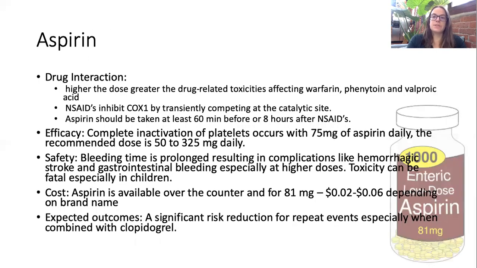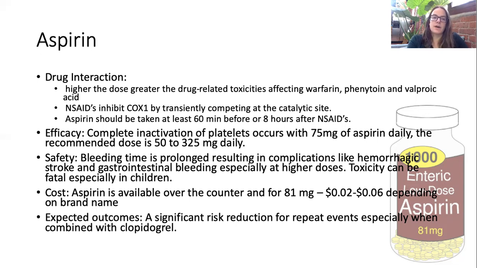Aspirin. Aspirin does have a couple drug interactions. The higher the dose, the greater the related drug activities, and these can affect warfarin, phenytoin, and valproic acid levels. Aspirin also interacts with NSAIDs because NSAIDs also inhibit COX-1 by transiently competing at the catalytic site. Aspirin should be taken at least 60 minutes before or 8 hours after NSAIDs.